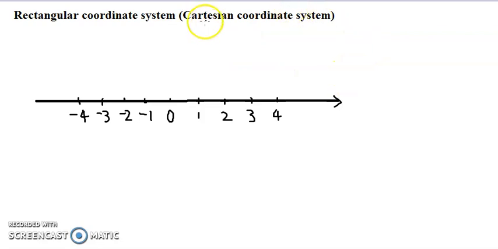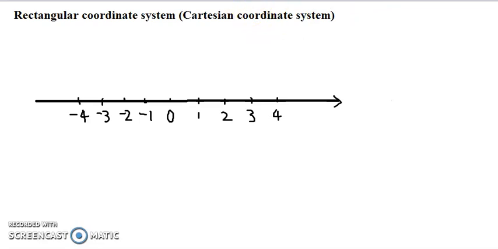And so Descartes' idea is to draw another vertical line to intersect with the horizontal line we have. Let's draw another line here.